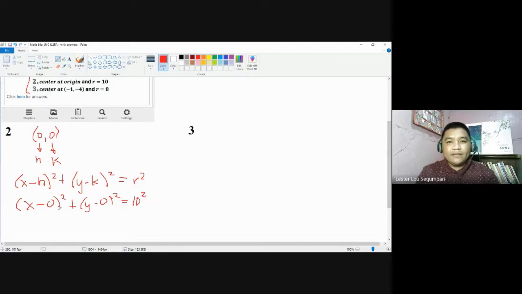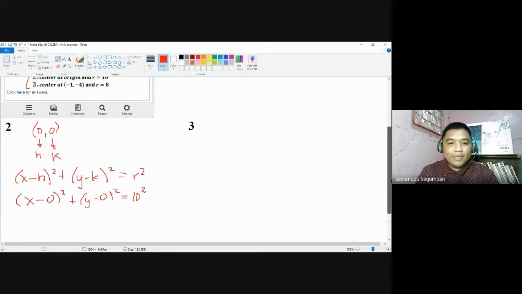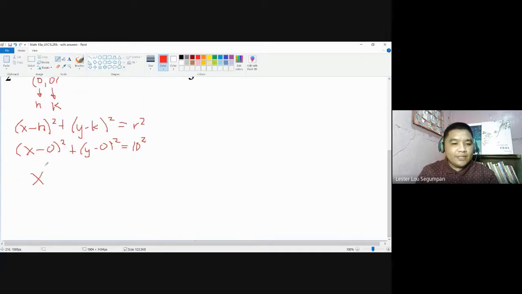This is not yet the final result. Since 0 here means nothing, we can simply say the standard form is x squared plus y squared equals 10 squared, or x squared plus y squared equals 100. These two are acceptable as standard forms of the equation of the circle in number 2.